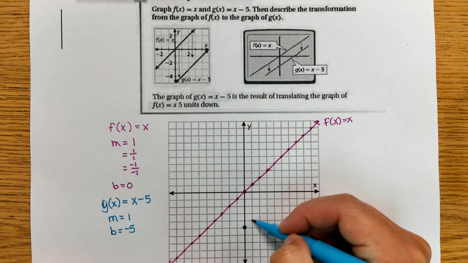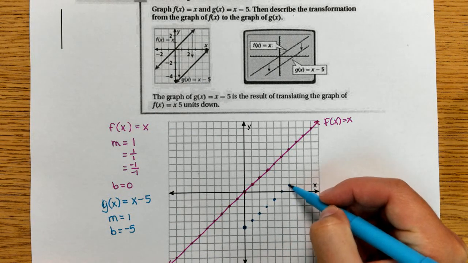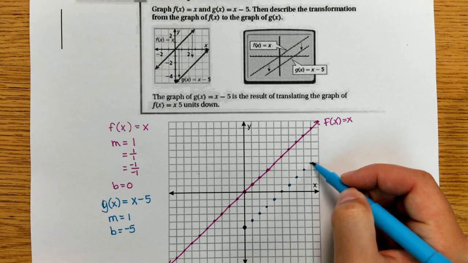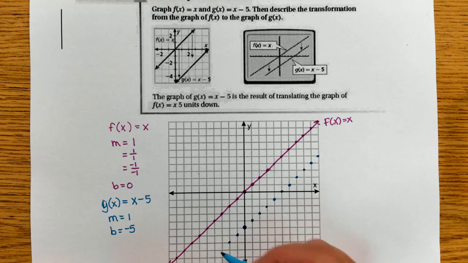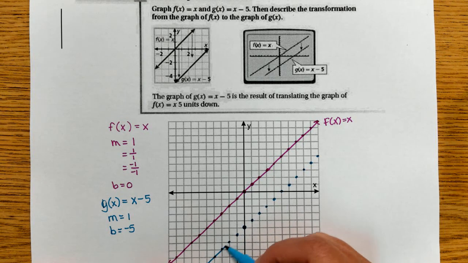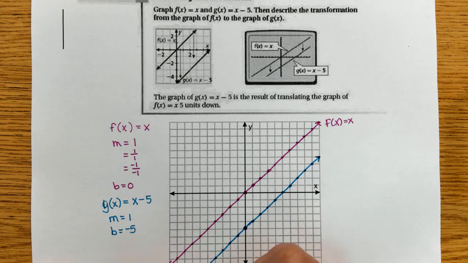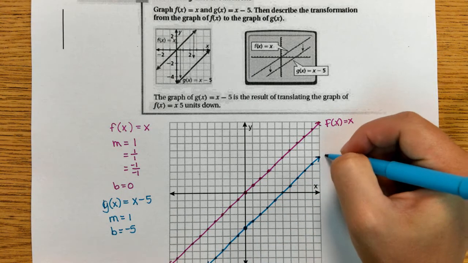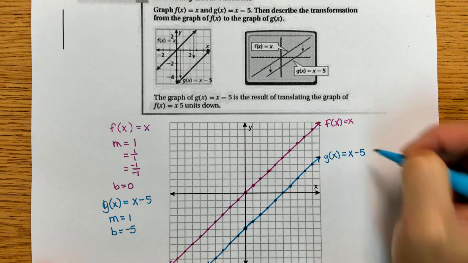So I go up 1, right 1, up 1, right 1, until I form the upper half of my graph. And then I go down 1, left 1, down 1, left 1, until I fill up the whole graph. And then I'll connect my dots. Draw arrows at each end, and this is g of x equals x minus 5.